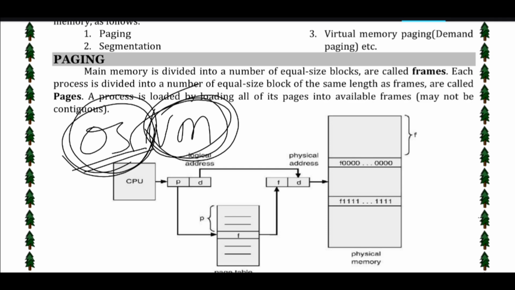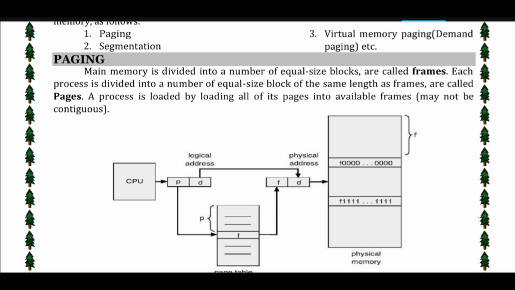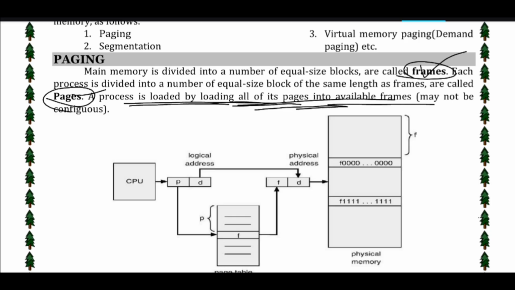Okay, the virtual memory is also divided into parts of fixed size. The frames are equal to the pages, meaning the virtual memory is divided into pages, and the pages of virtual memory are the same size as the frames of main memory. A process is loaded by loading all of its pages into available frames.